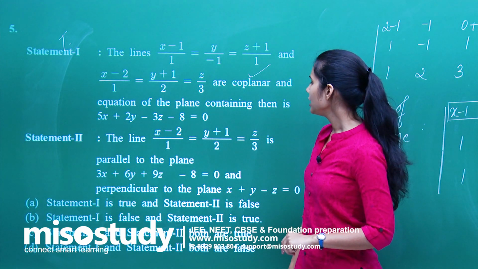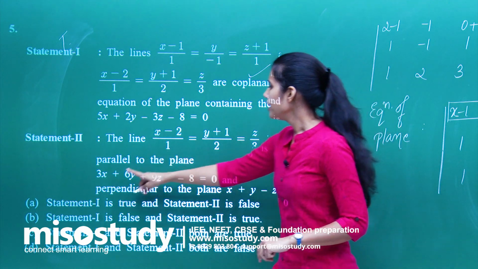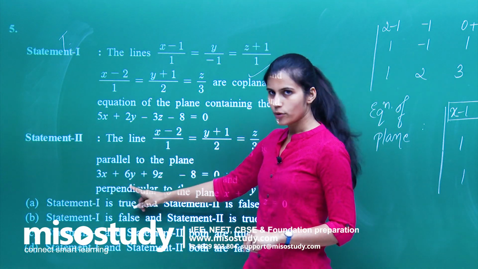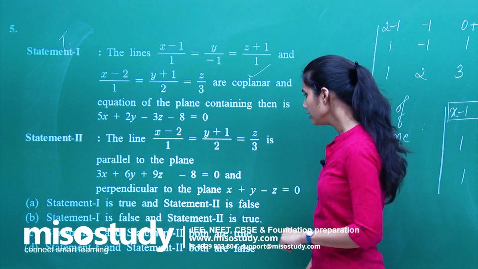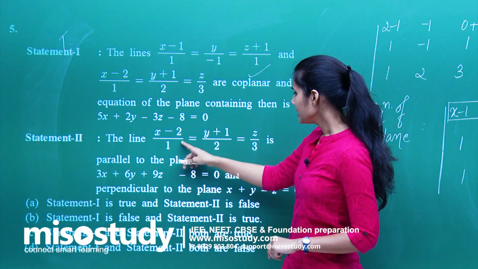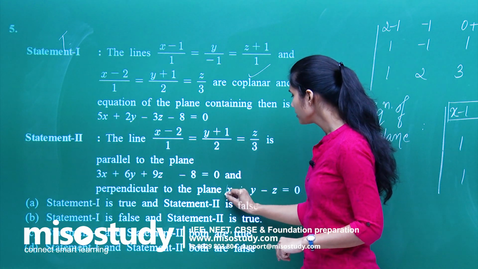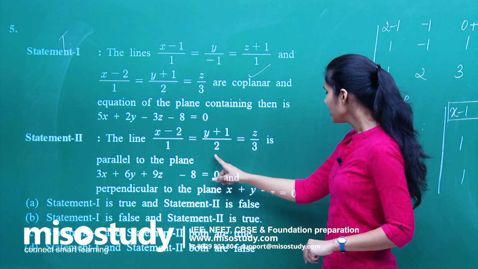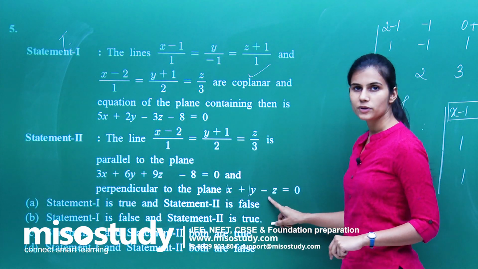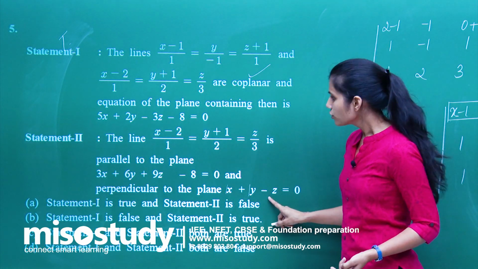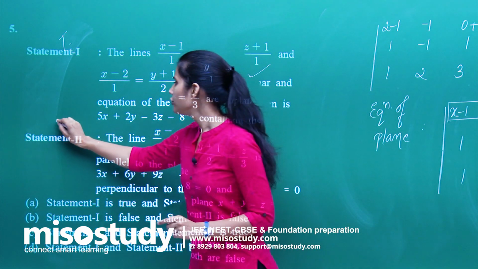What about statement 2? The line this is parallel to the plane this. Now you can very easily see 1 upon 3 is equal to 2 upon 6 is equal to 3 upon 9. So yes, they are parallel. And it is given that it is perpendicular to this plane. So yes, 1 into 1, this is 1, 1 into 1 plus 2 into 1, that is 3, plus 3 into minus 1, which is minus 3, so that is 0. So that is why I can say yes, they both are perpendicular. So statement 2 is also true.